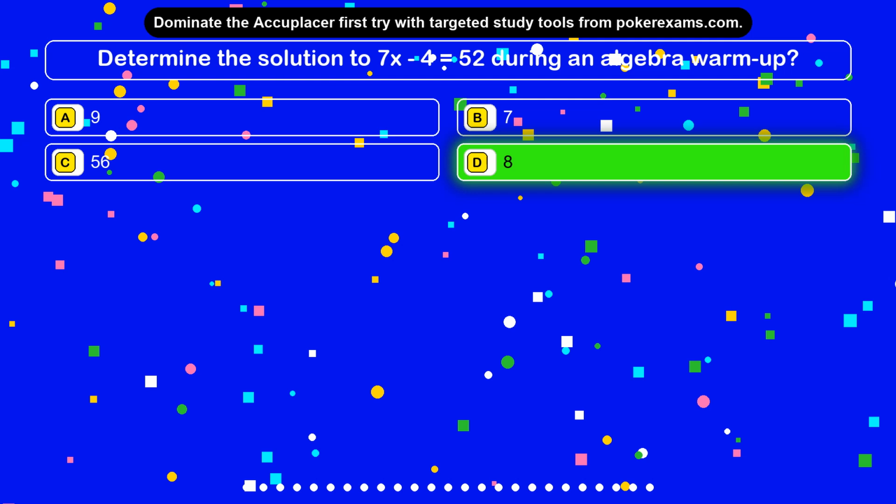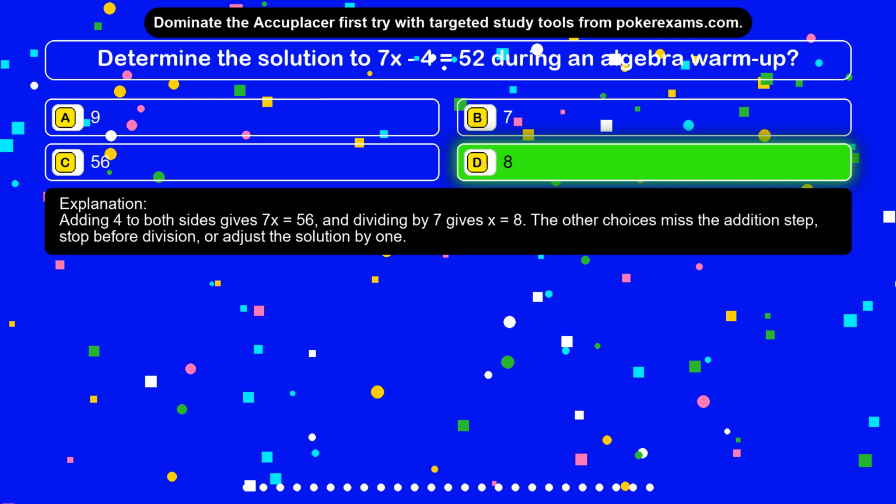The correct answer is option D, 8. Adding 4 to both sides gives 7x = 56, and dividing by 7 gives x = 8. The other choices miss the addition step, stop before division, or adjust the solution by 1.